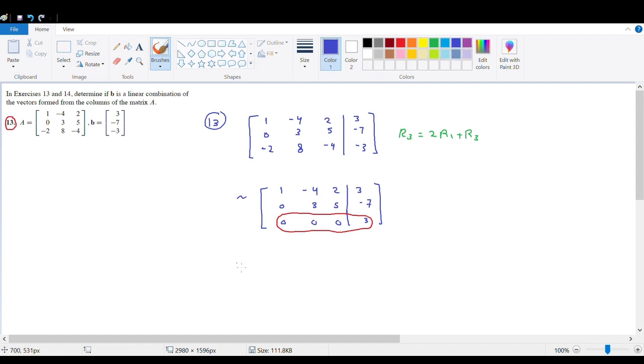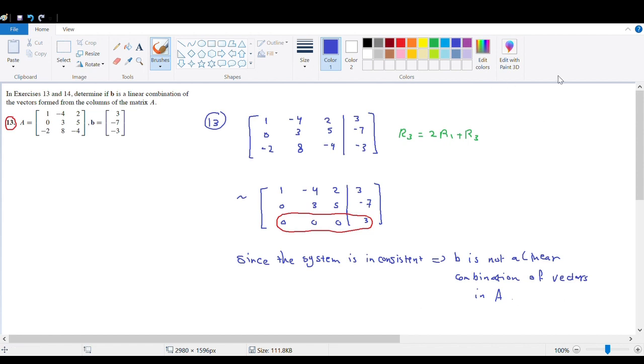So we conclude here, since the system is inconsistent, b is not a linear combination of vectors in A. So because the system is inconsistent, that means b is not a linear combination of the vectors in the matrix A.